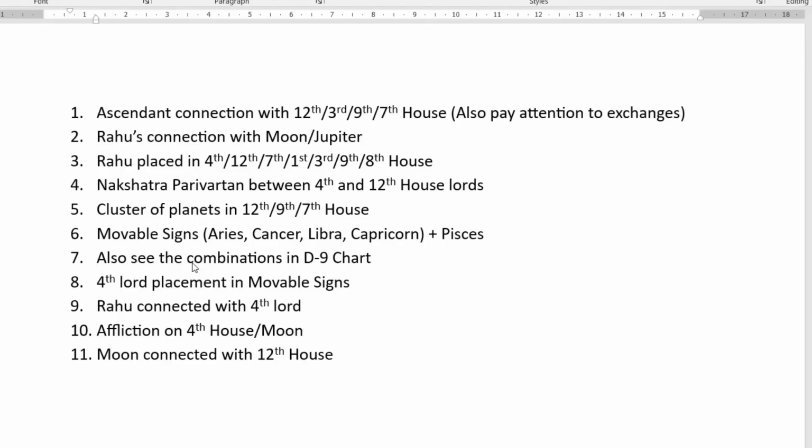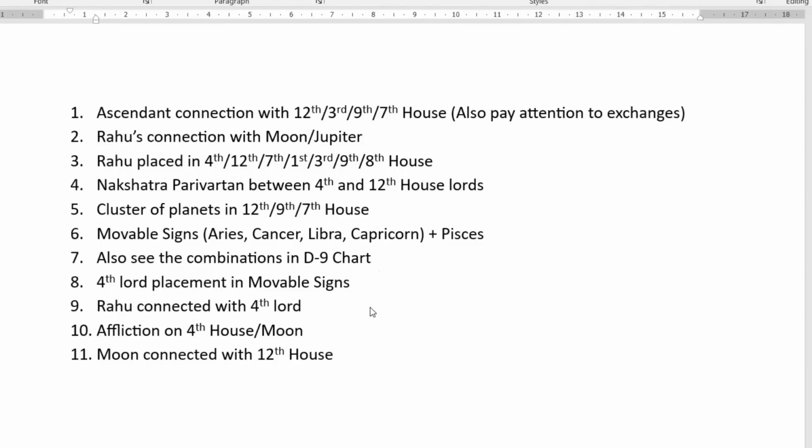Then see the fourth lord's placement in movable signs. Let's say that you are a Scorpio ascendant and the fourth house is ruled by Saturn. If Saturn or Rahu, whichever is stronger, is placed in these movable rashis, then it supports that the person can move their house a lot and can easily settle down in a different place. Then Rahu's connection with the fourth lord also needs to be seen. Suppose the fourth lord is conjunct Rahu, then it would give similar results.